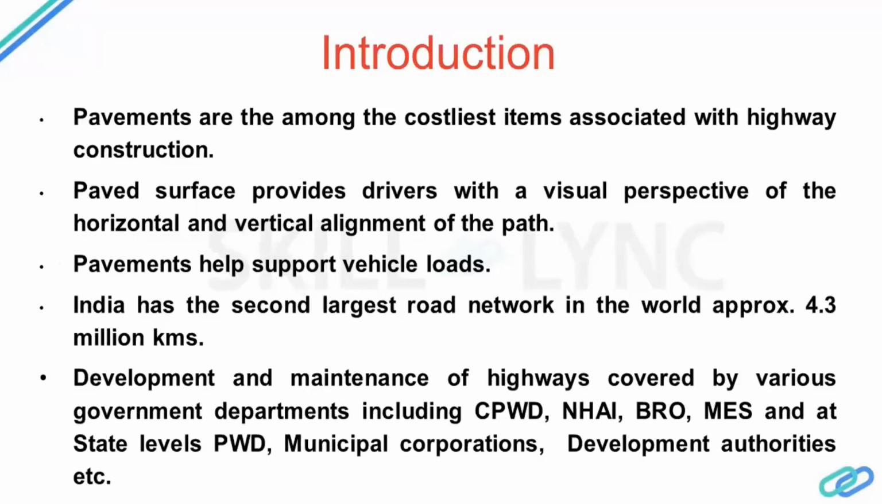Let's start with what highways are. So highways, pavements, freeways, everything. The costliest part associated with highway construction is the pavement. There are two basic purposes of providing a pavement. One is to help support the vehicle loads, and the other is to provide drivers a visual perspective of the horizontal and vertical alignment of the path. So we all know, we all drive our cars, we all commute from one place to the other, and we all know how important pavements are for our daily life.